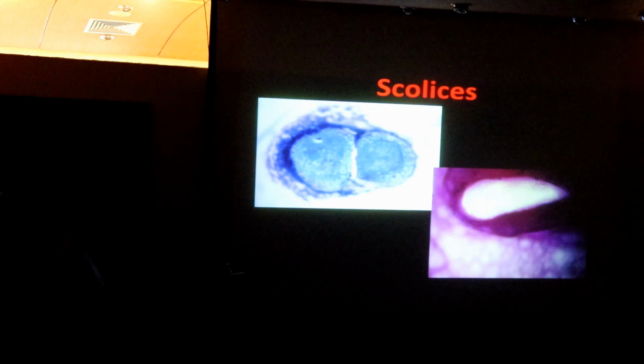The first feature is scolices. You can see the scolex here, and here their hooks, their hooklets. So this is the parasite, and these are the hooks, and you sometimes have to look for the hooks. This is a PAS stain, and it stains the wall but does not stain the parasite itself.